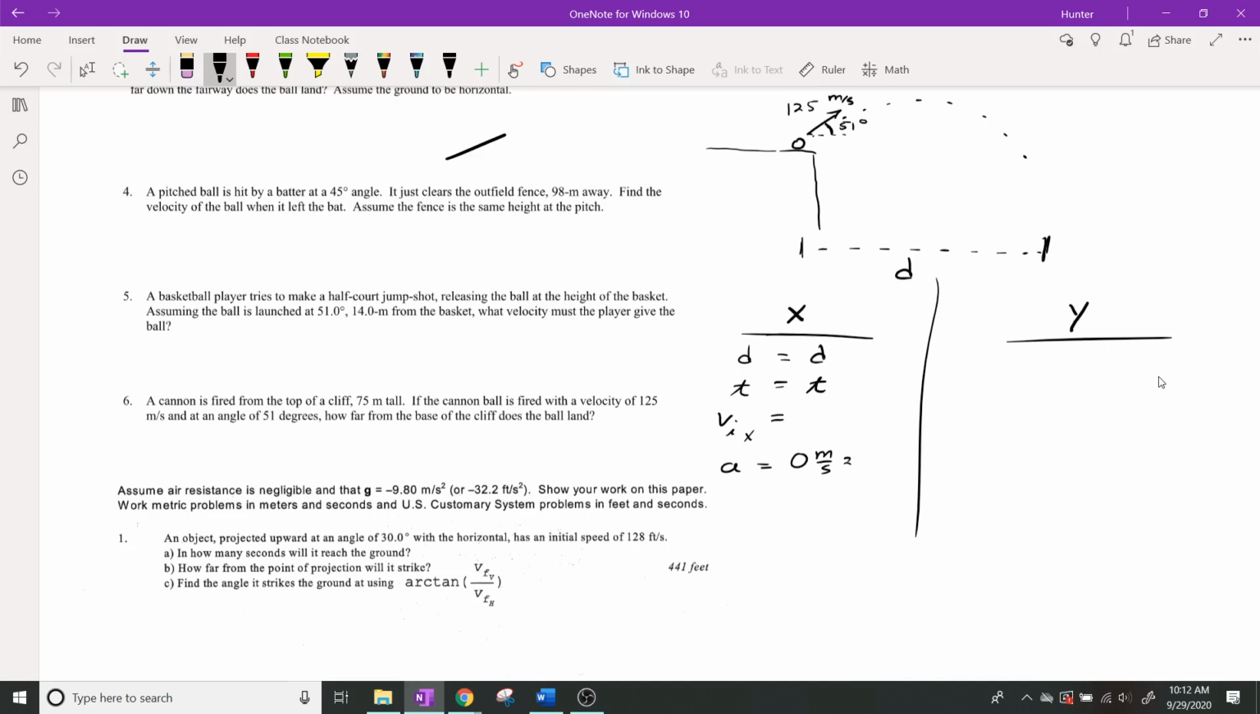Okay. Yeah, so we got 125, and then the x direction and the y direction. If this is 51 degrees, then this is going to be 125 cosine of 51, which gives us a number. 78. I'm going to believe you on that. It seems reasonable. 78.6 meters per second for the cosine.